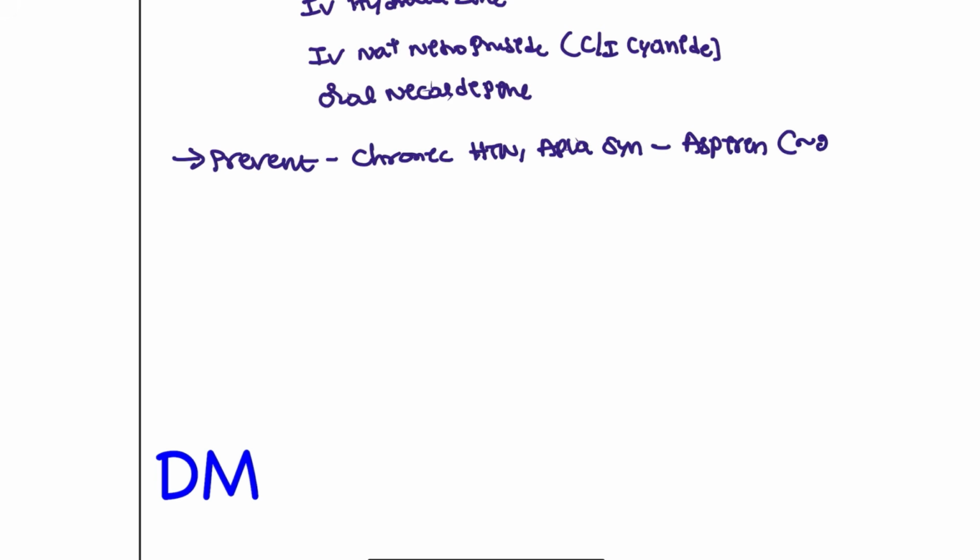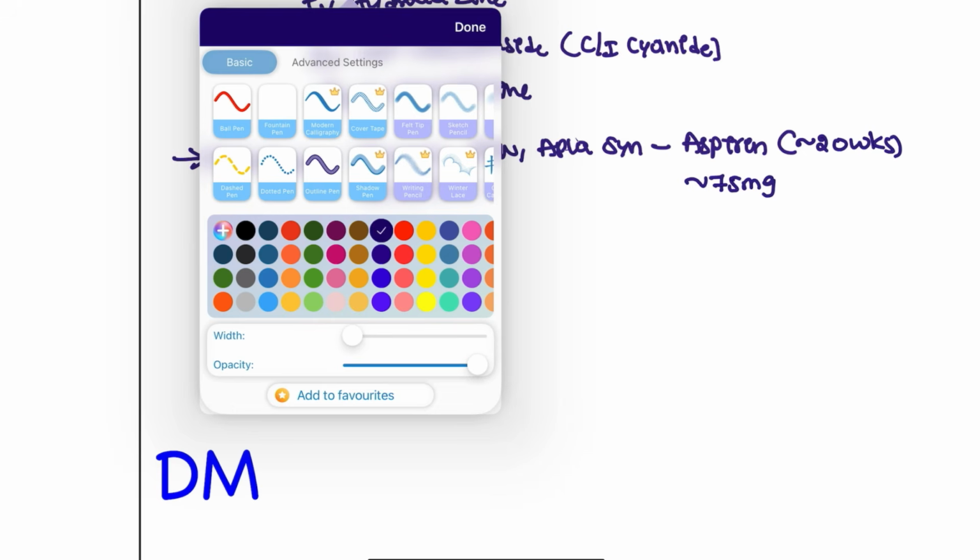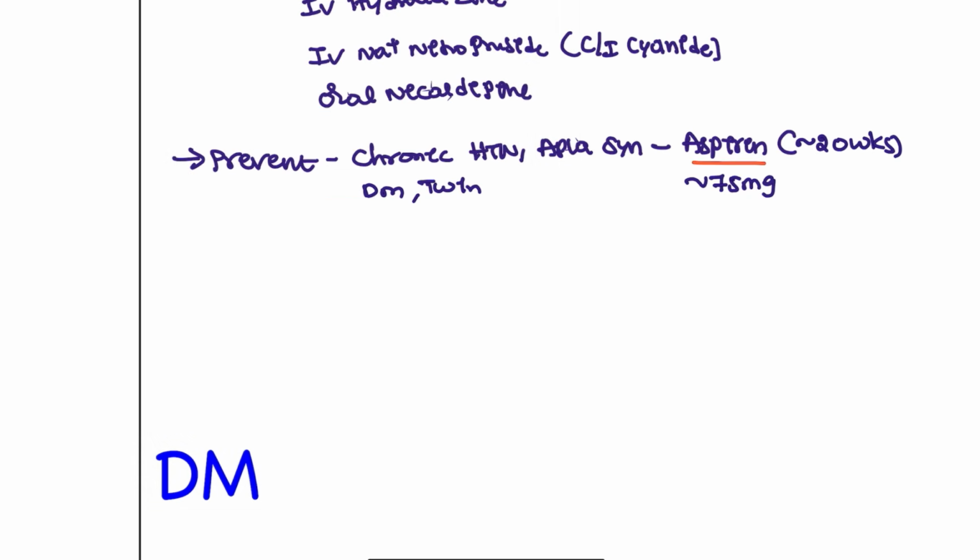Okay, around 20 weeks we can start. The dosage will be 75 mg. Even in diabetes mellitus twin pregnancies, we can start the aspirin. This drug can be given as a prevention.